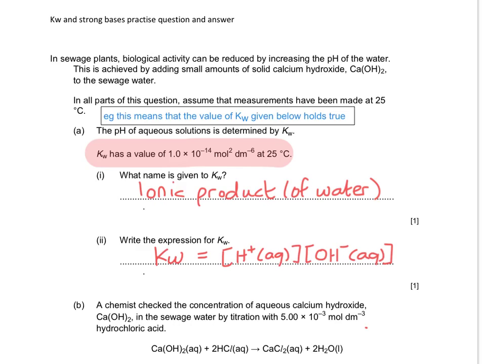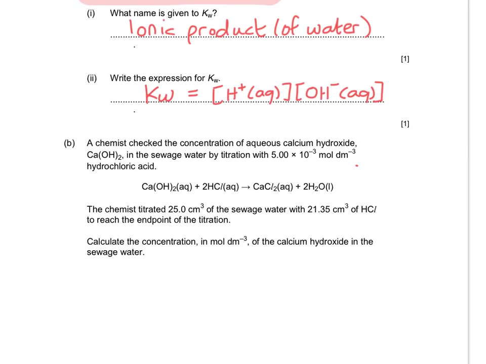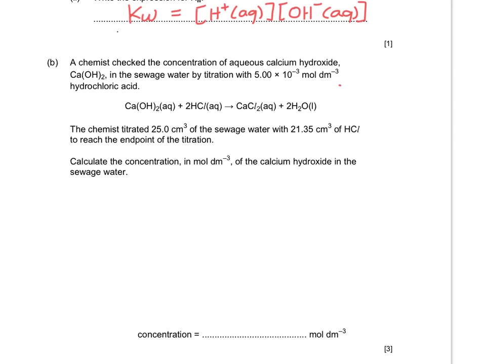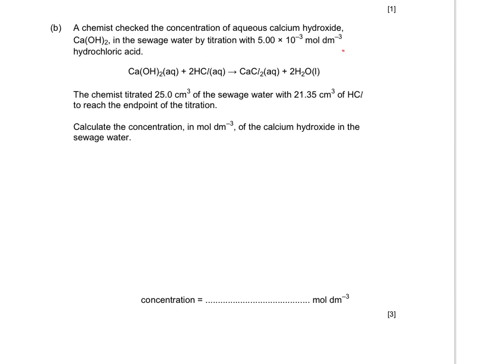So let's move the page down a little bit. And it says that a chemist checked the concentration of aqueous calcium hydroxide in the sewage water by titrating it with hydrochloric acid at 5 times 10 to the minus 3 moles per decimeter to the minus 3. So the chemist titrated 25 centimeters cubed of the sewage water with 21.35 centimeters cubed of HCl to reach the end point. So the first thing I'm going to do is highlight the data that I'm given.